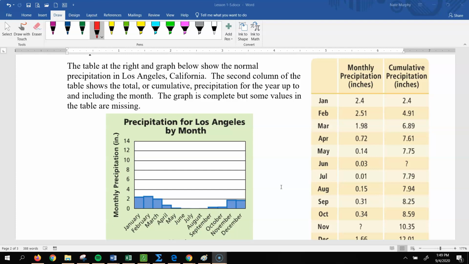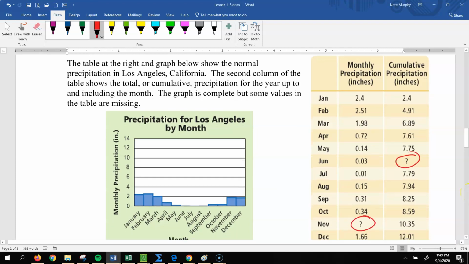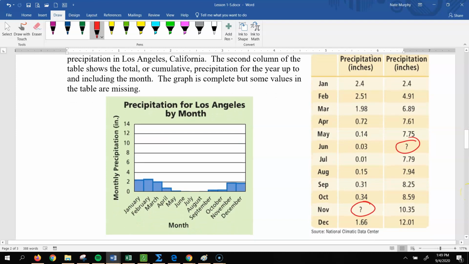So what I want you to do, if you notice, there are two values missing in this table. So I want you guys to figure out what would be the values that would go in those two boxes. Why don't you pause the video and go ahead and see if you can figure out those two values, and we'll check that in just a second.